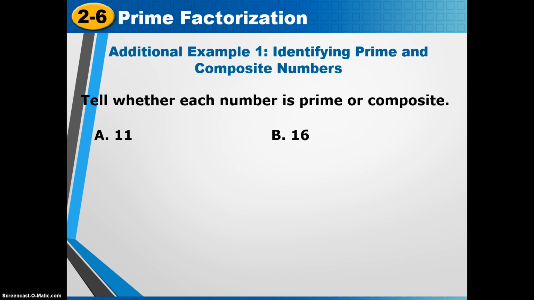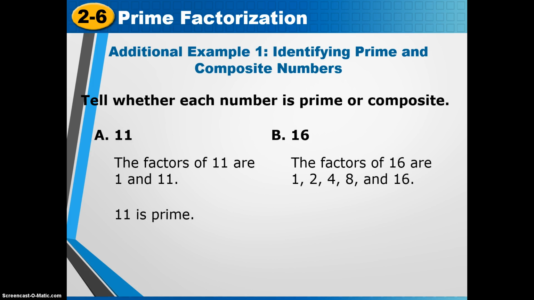So I've already mentioned that 11 is a prime number because its only factors are 1 and 11. 16, however, has many factors: 1 times 16, 2 times 8, as well as 4 times 4, so it has all 5 of these as factors, which makes it a composite number.